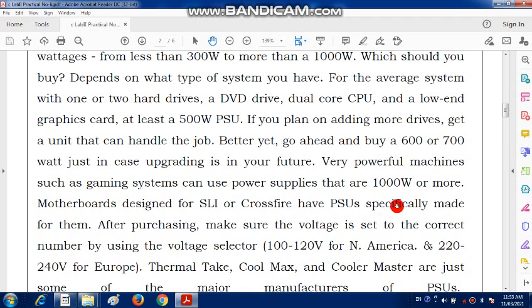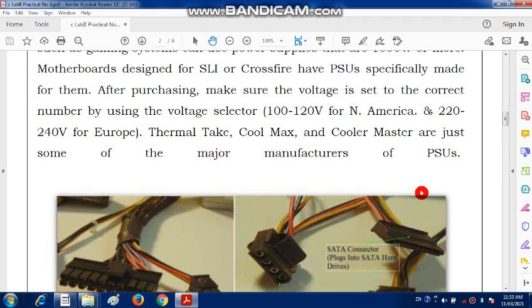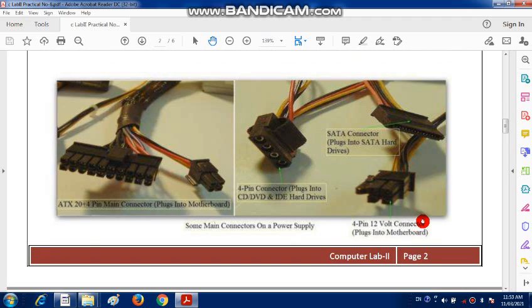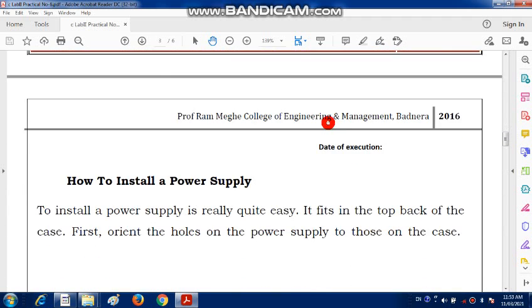A motherboard designed for SLI or Crossfire has a PSU, that is power supply unit, specifically made for it. After purchasing, make sure that the voltage is set to the correct number by using the voltage selector, that is 100 to 150 volts or 200 to 250 volts. Thermaltake, Coolmax and Cooler Master are just some of the major manufacturers of the PSU. These are the different connectors. These are the cables which are connected to the power supply.